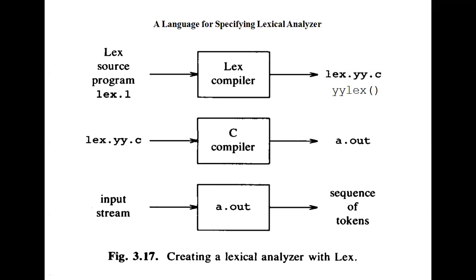The lex specification file can be created using the extension .l. See here, the lex source program lex.l. For example, the specification file can be lex.l, or we can use any other name like x.l or a.l, whatever it may be. This lex.l file is then given to the lex compiler to produce lex.yy.c.